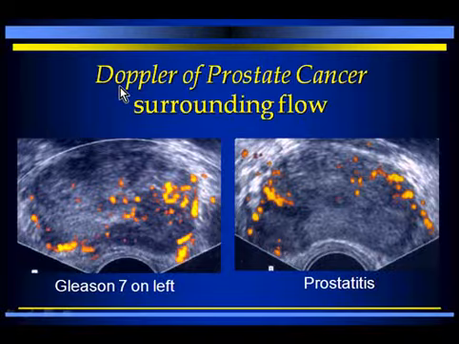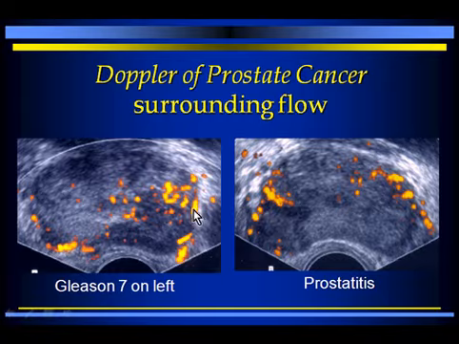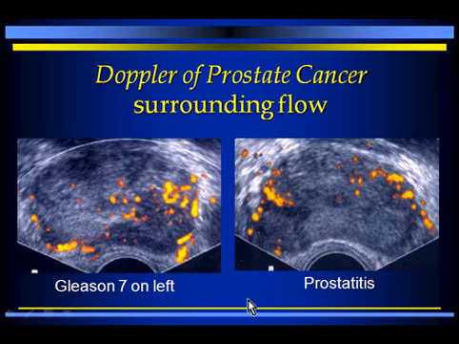We said there were different Doppler patterns one could see in prostate cancer. Here is a prostate cancer. There is surrounding flow around this cancer. It's a hypoechoic lesion. It's associated with a slight bulge of the contour, and it's associated with Doppler flow around the cancer. Now, interestingly, here's another hypoechoic lesion, and there's increased flow around this lesion, but this is prostatitis. So notice how these findings are not specific.